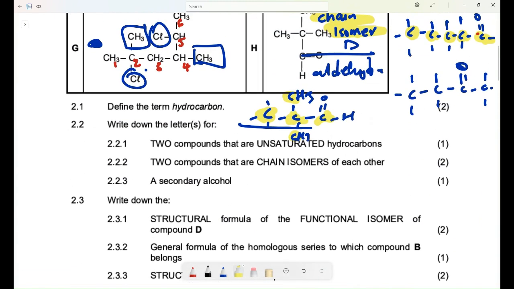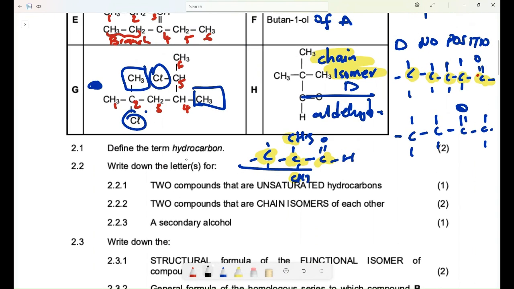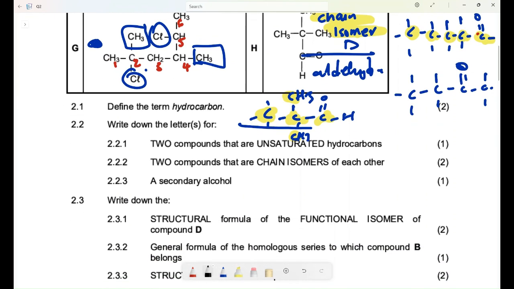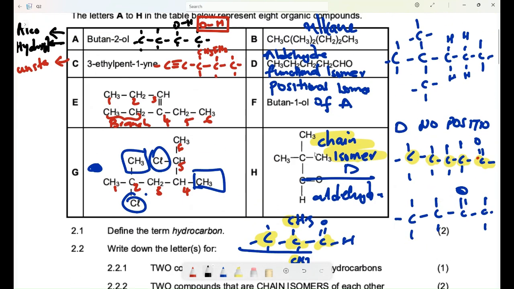Define a hydrocarbon. Remember, a hydrocarbon is a compound that consists of hydrogen and carbon atoms only. That's hydrocarbon. 2.2.1. Write down the letters for two compounds that are unsaturated. Two compounds that are unsaturated. So for the unsaturated, it can only occur between alkene and alkyne.